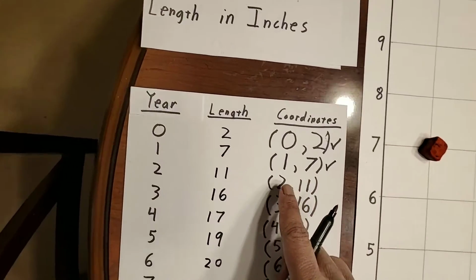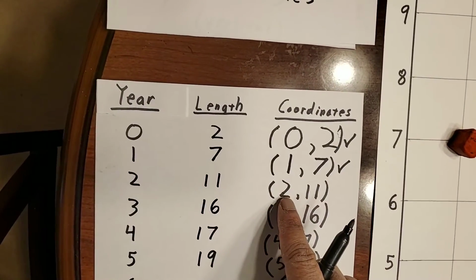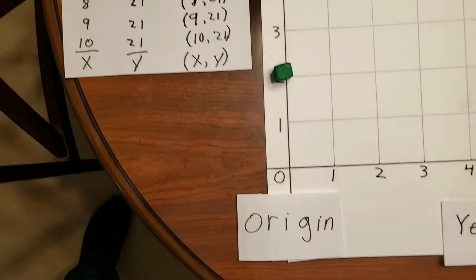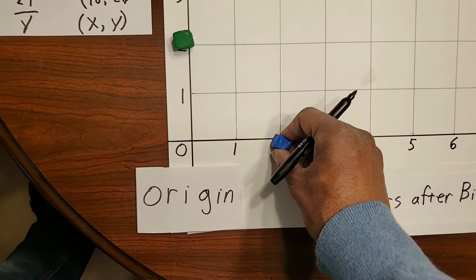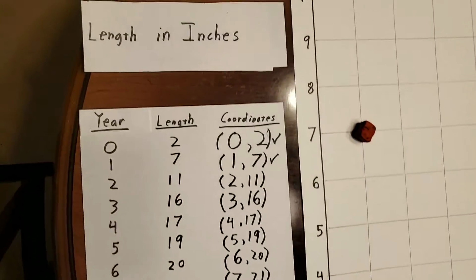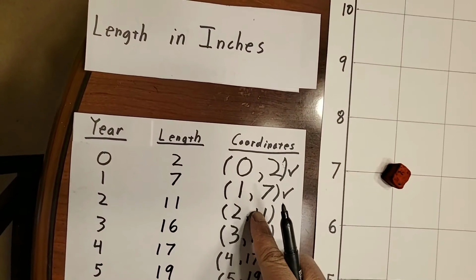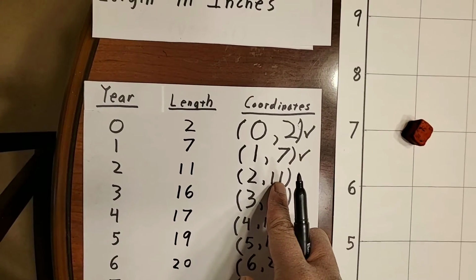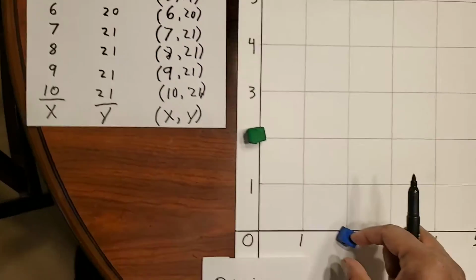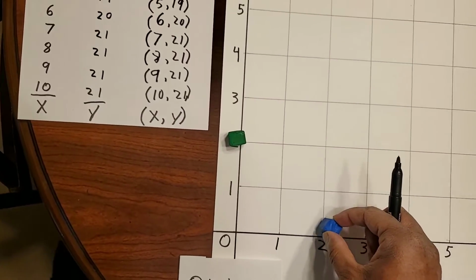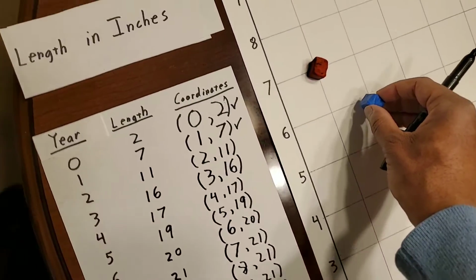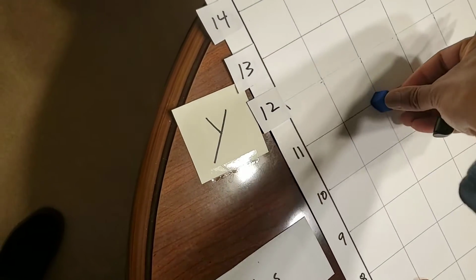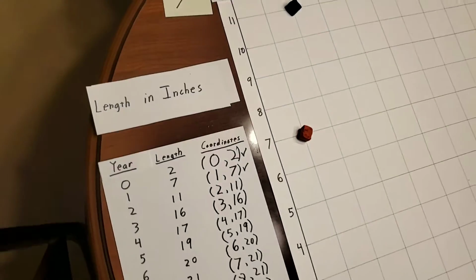Now let's go to year 2. Year 2, what's the X coordinate? X coordinate is 2. So let's put this one on number 2. Let's go back. What is the Y coordinate? How tall is it going to grow? Y coordinate says 11. So where are we going to move this one to? We're going to move it up until we get all the way to number 11. There we go. Okay.